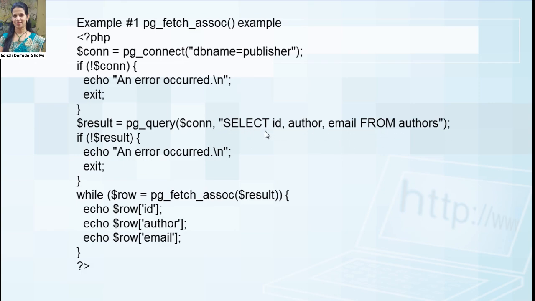Here we are using one query: select ID, author, email from the author and save it into the result. If not result, then display the error. Otherwise, while $row equals pg_fetch_assoc. Now here we are printing our array contents as an associative array. We will use the function pg_fetch_assoc and this result set will be here. So we will get $row, author, name, and all the information about this array.